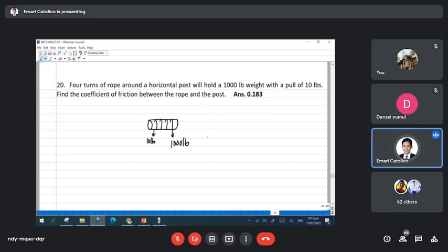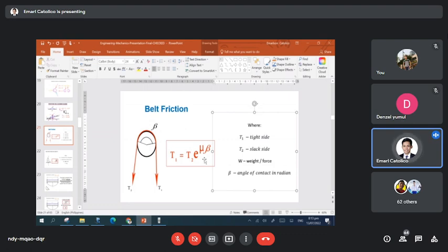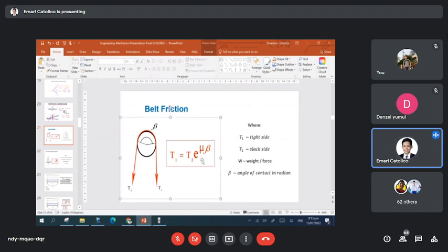Okay. So since coefficient of friction, meron tayong tension, ano? Parang concept ng belt friction. So itong formula ang gagamitin natin. T1 over T2 is equals to E raised to mu beta.